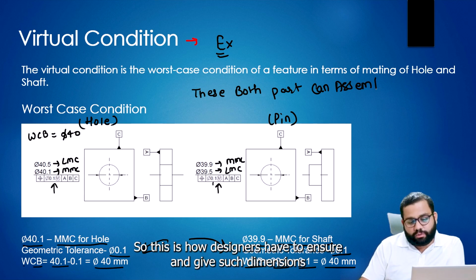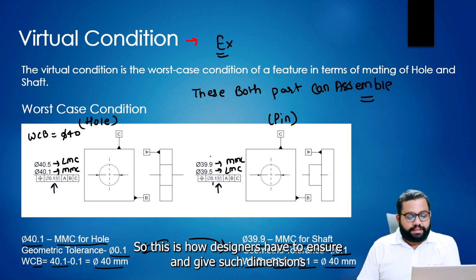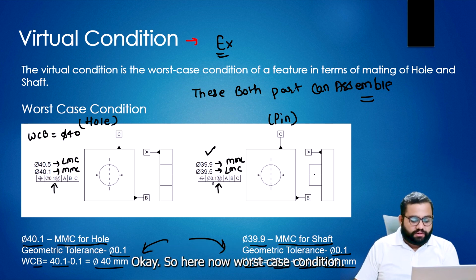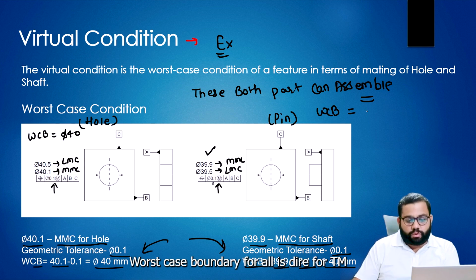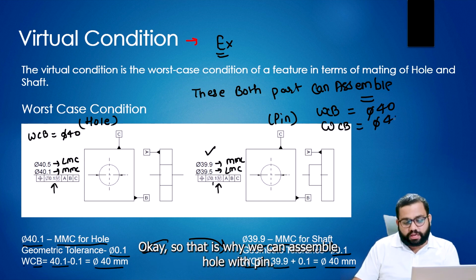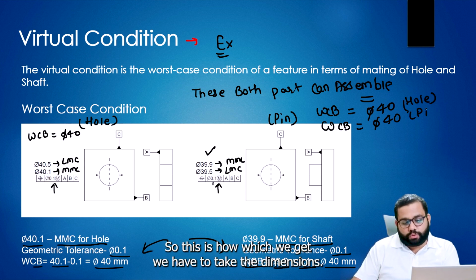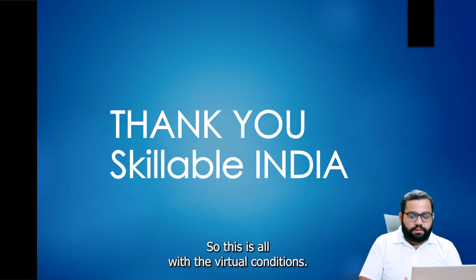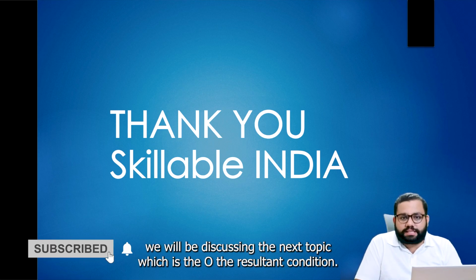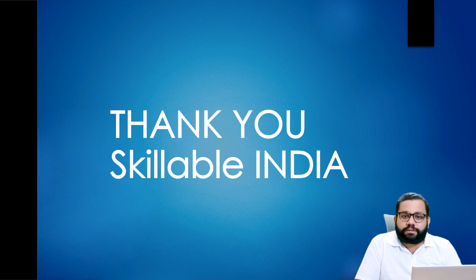So this is how designers have to ensure and give such dimensions that the parts at maximum material condition with the worst case boundary can assemble with one another. Here the worst case boundary for the hole is diameter 40 mm, and for the shaft is diameter 40 mm. That's why we can assemble the hole with the pin. This is how we have to take the dimensions. So this is all about virtual conditions. In the next discussion, we will be discussing the next topic, which is about the resultant condition. Thank you all.